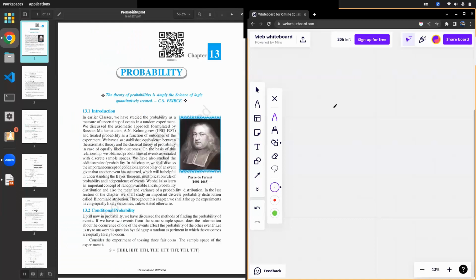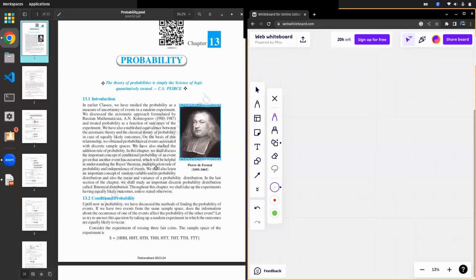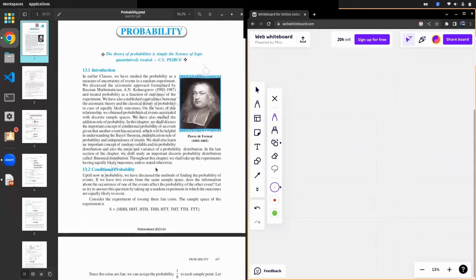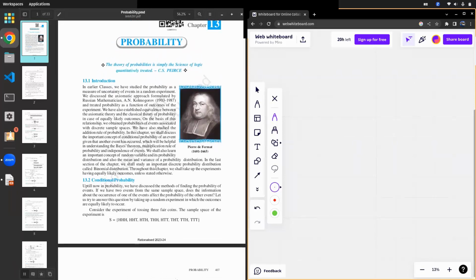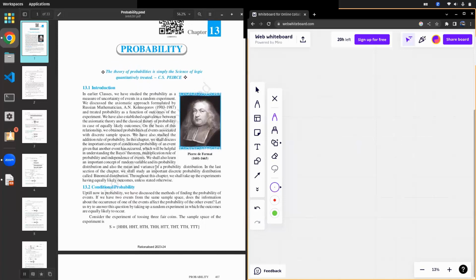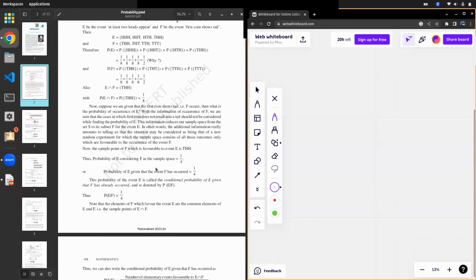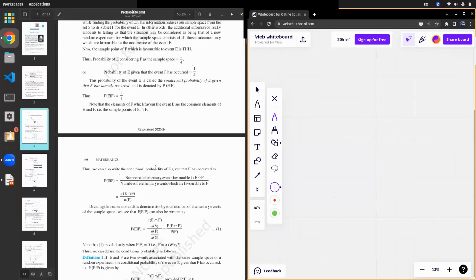Now I am going to do the exercises in probability of 12th class. So probability is a very important topic, like, we will use probability in various things in our day-to-day life. So now I will go and do the exercises in the probability chapter. So first we'll go to the first exercise.